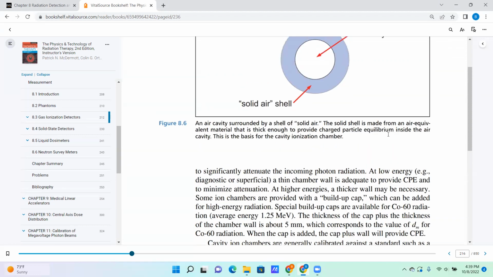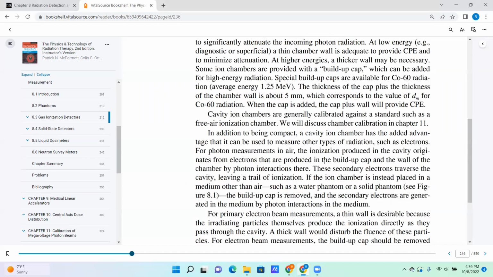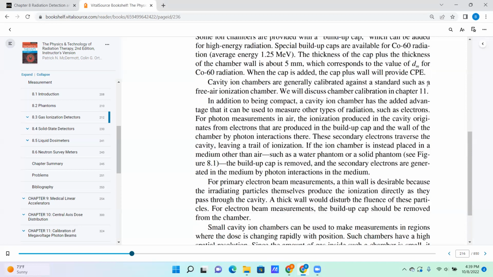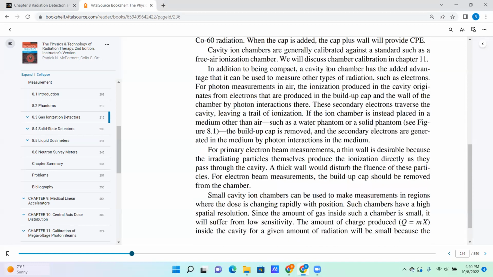So you've got your air cavity, you've got the solid air shell around it. The solid shell is made from an air equivalent material that is thick enough to provide charged particle equilibrium inside the air cavity. They're generally calibrated against a standard such as a free air ionization chamber. They are compact, and they have the added advantage that they can be used to measure other types of radiation such as electrons.